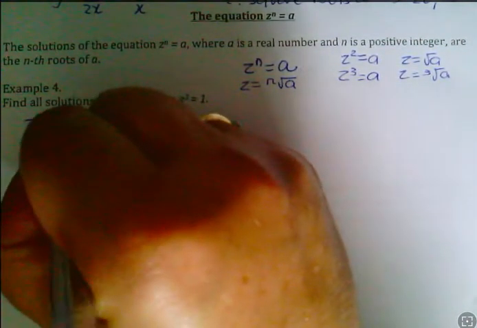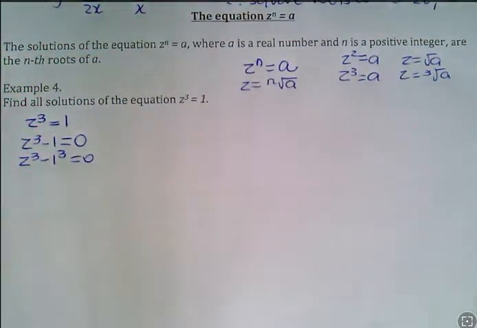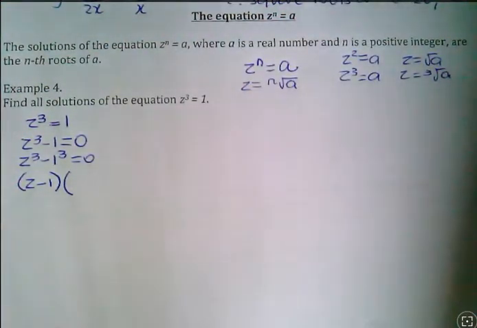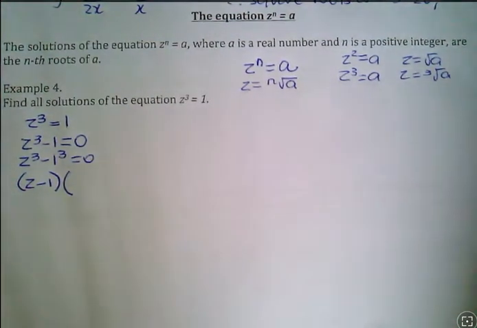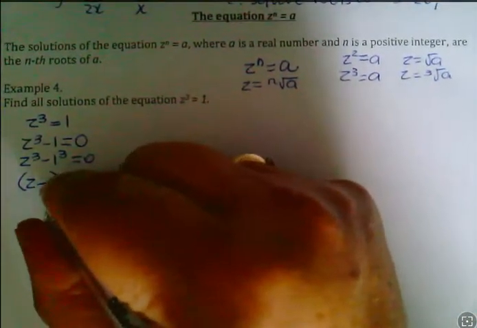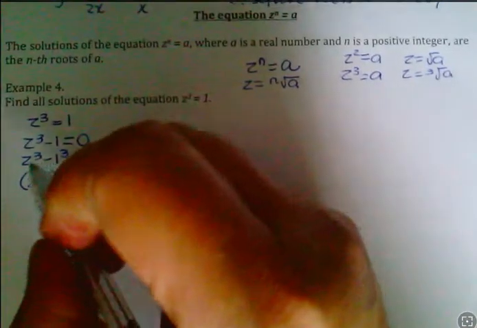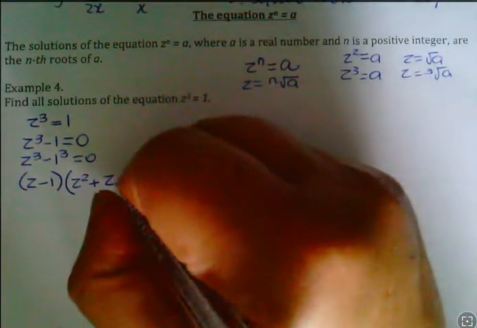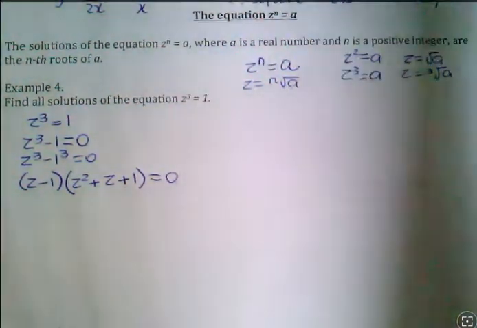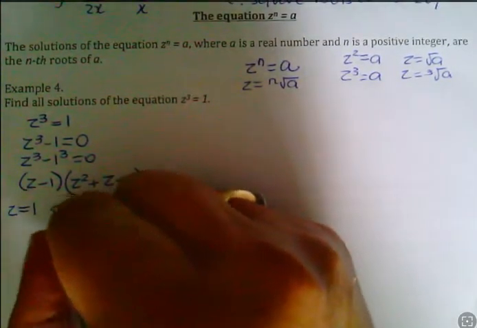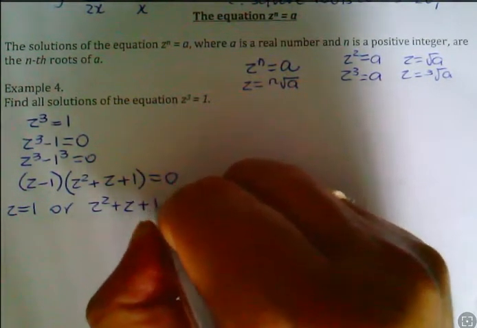Now this really is a difference of 2 cubes because z cubed minus 1 cubed is 0. So we're going to solve this through factorising. So let's factorise. Remember the factorisation for a cubed minus b cubed is on your formula sheet for 2 unit. It's in factorisations. So it's (z minus 1)(z squared plus z times 1 plus 1), so z squared plus z plus 1. That's that factorisation. Now, we obviously can see that z is 1, or z squared plus z plus 1 is 0.